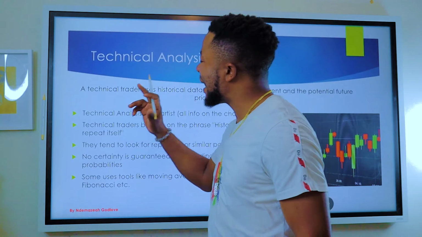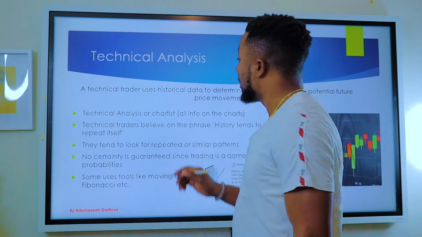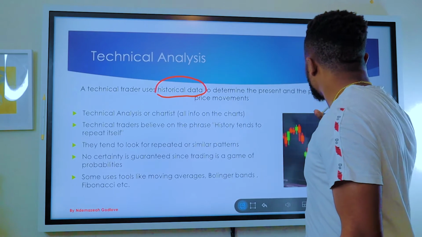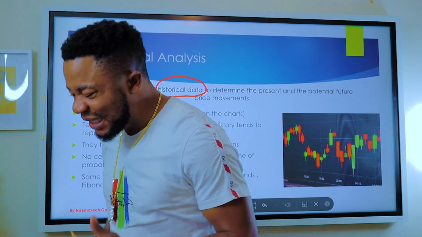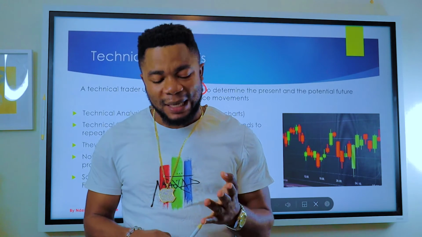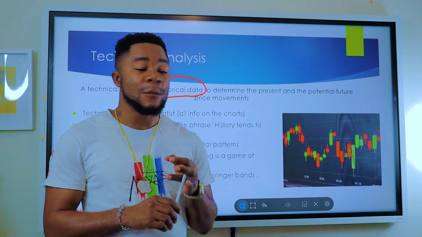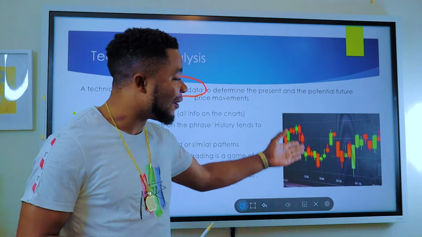The first one you see, they say a technical trader uses historical data. I like this. Uses historical data to determine the present and the potential future price. I like this word. When I come out with any definition, make sure you pick out the keyword. A technical trader uses what? Historical data. Because everything is on the chart. You can see here it's on the chart. This is a candlestick chart. Everything is on the chart.